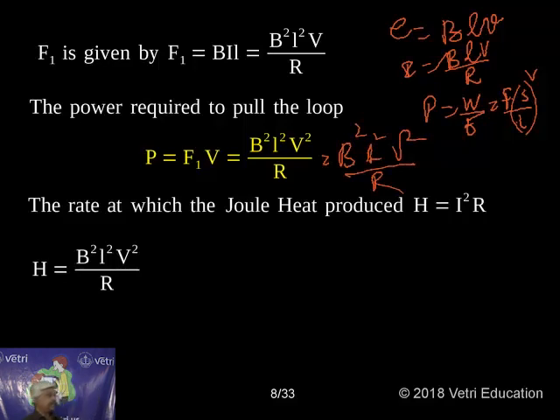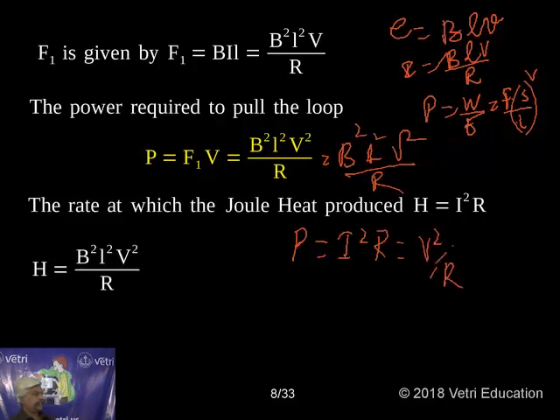The rate at which the Joule heat is produced: we have seen in detail in the previous lesson that H is equal to I squared R. Therefore H is equal to I squared R, which is B squared, L squared, V squared by R. This is the value of the amount of heat produced, because F into V is called power. Power is also known as I squared R.